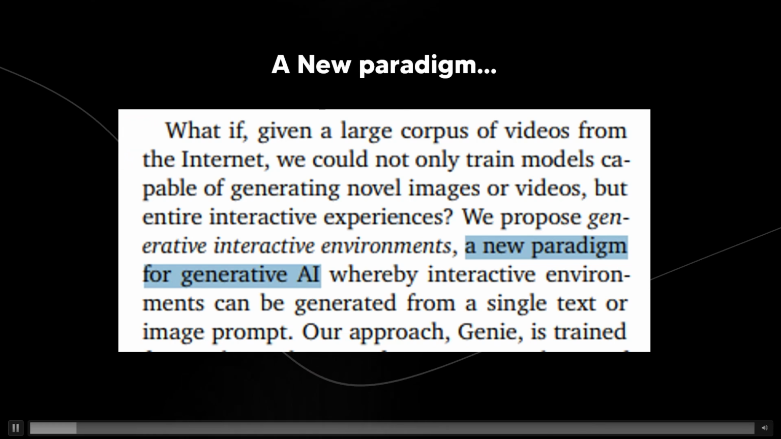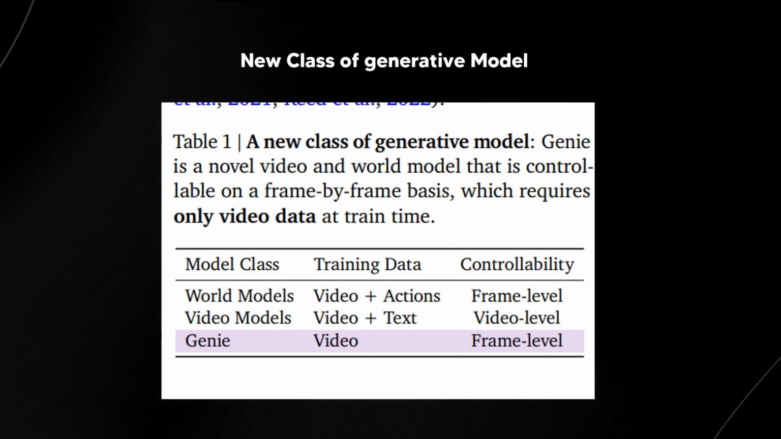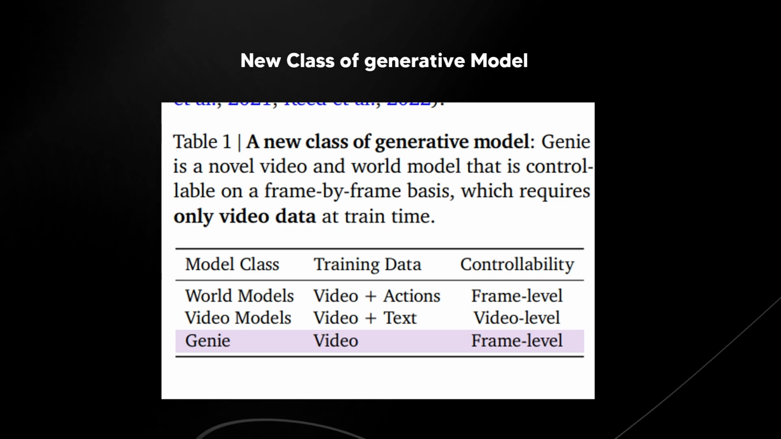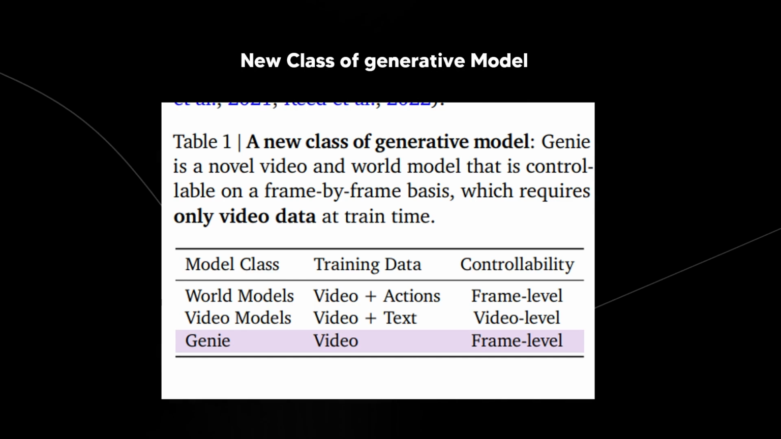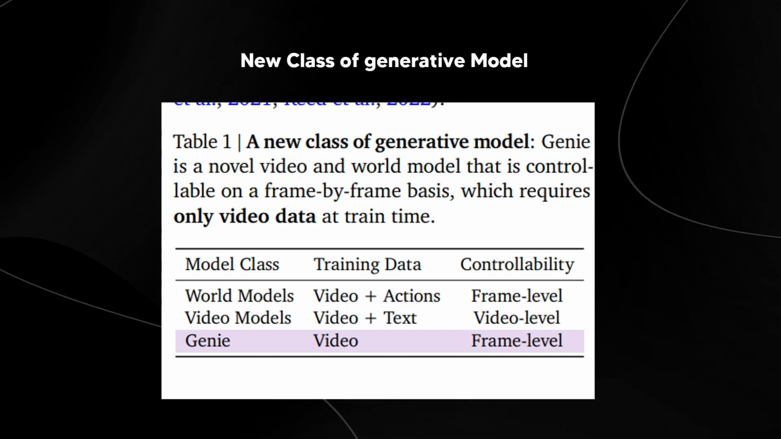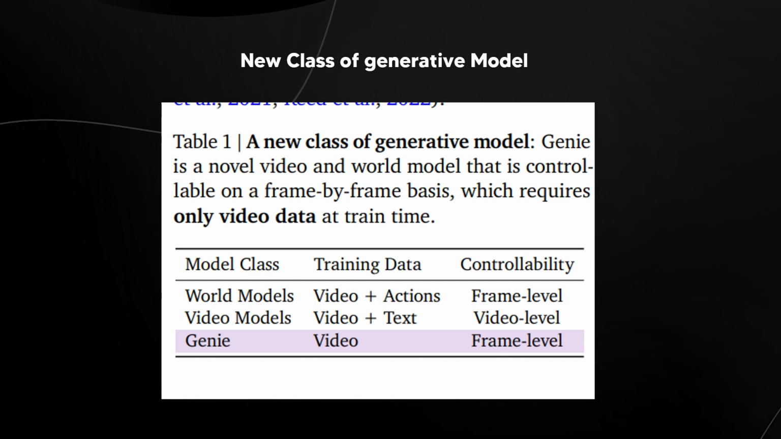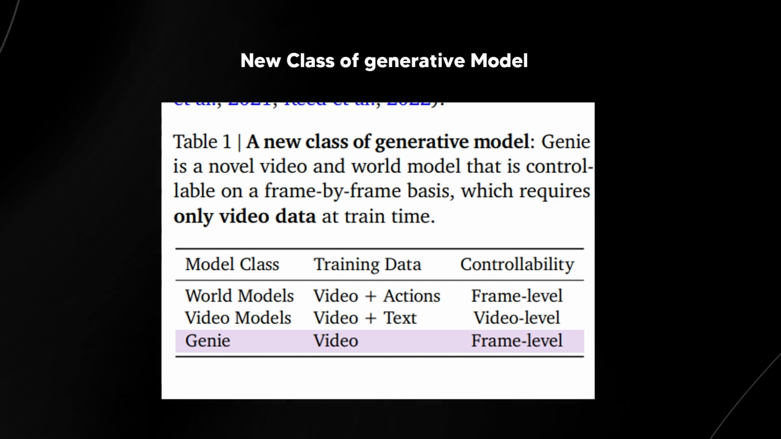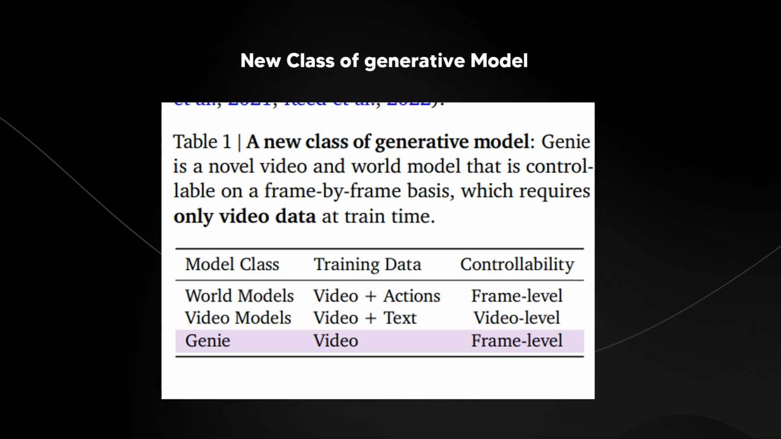So what they also state is that this is a new class of generative model. Table 1, a new class of generative model. Genie is a novel video and world model that is controllable on a frame-by-frame basis, which requires only video data at train time. And you can see, of course, we've got Genie, where controllability is at the frame level. We've got video models, which are video and text, and we've got world models, which are videos and actions, which is really cool.